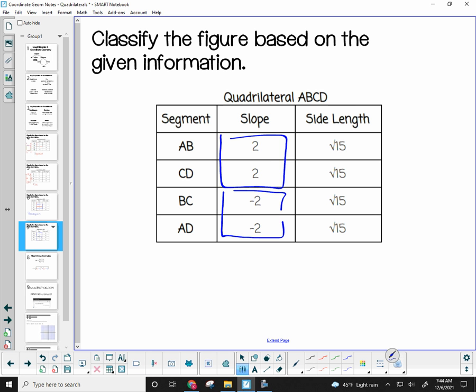So we need to figure out, does it have the right angle? So are these 2 opposite reciprocals? Yes. No, if they're opposite reciprocals, it'd be 2 and negative 1/2. Right? We had to flip the fraction too. So they're opposite signs, but they have to be the reciprocal as well. So we don't have a right angle, which means it can't be a square. So it's got to be a rhombus.